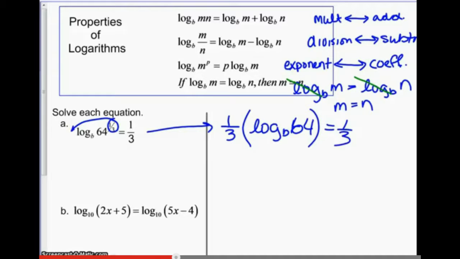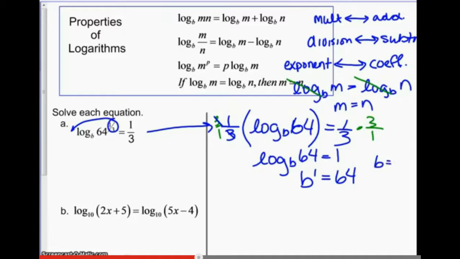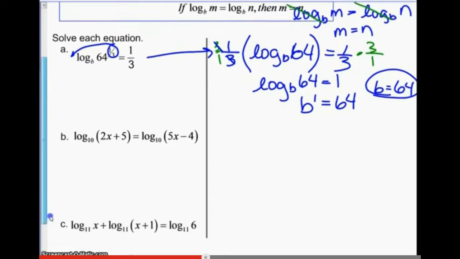Then to deal with the 1/3 out in front, I'm going to multiply both the right and the left side of my equation by 3/1, the reciprocal of that 1/3, and that becomes just a 1. So we have log base b of 64 equals 1. Now if I put it in exponential form, it's b to the first equals 64, which tells me b must be 64, because only 64 to the first power equals 64. Let's look at our next example.